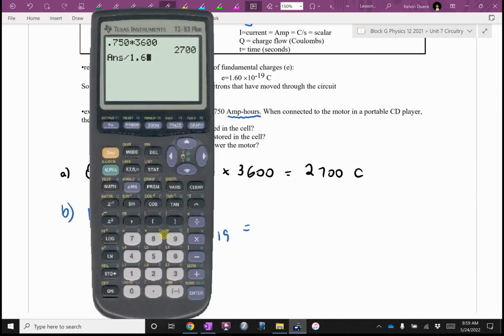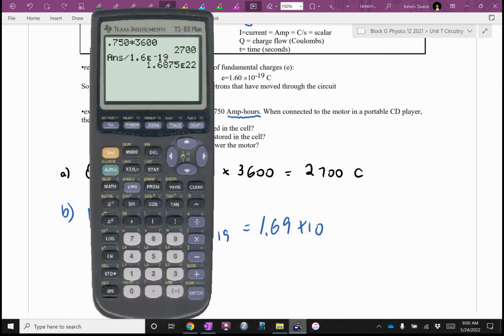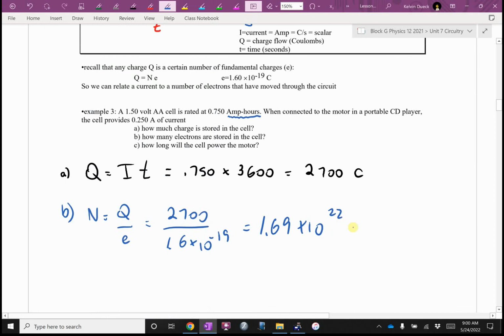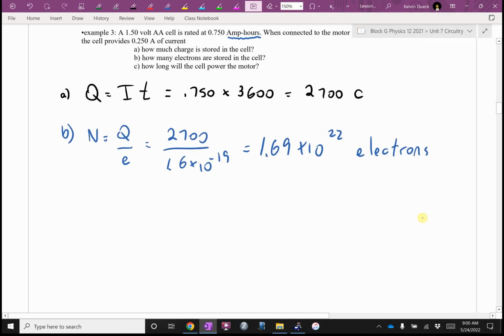Divided by 1.6 times 10 to the negative 19. And I get 1.6875, so 1.69 times 10 to the, was it 22? I guess the unit for electrons would be electrons. Really, A and B are trivial. It's interesting to me as a nerd, George, but if you're actually designing a circuit, C is the question you want the answer to.